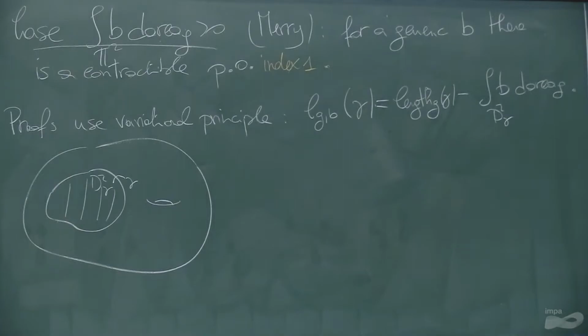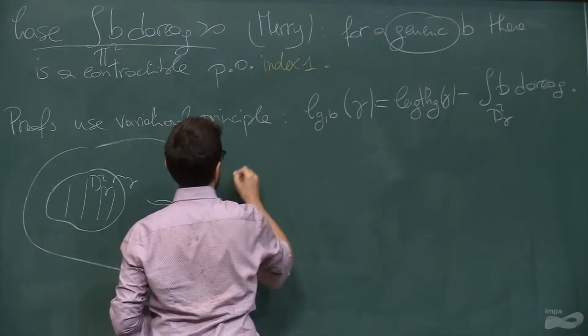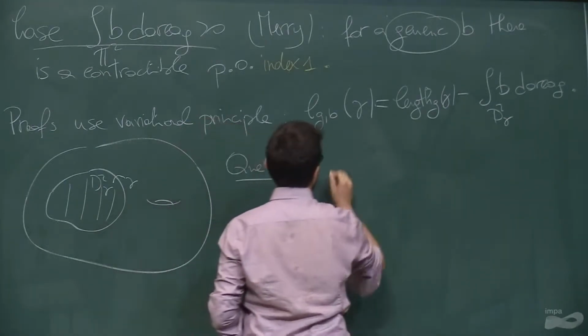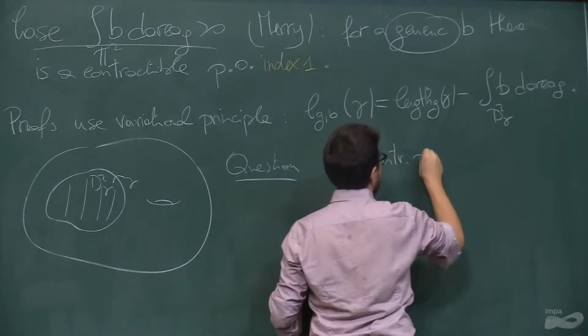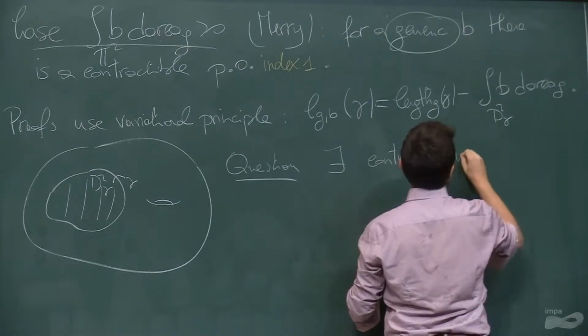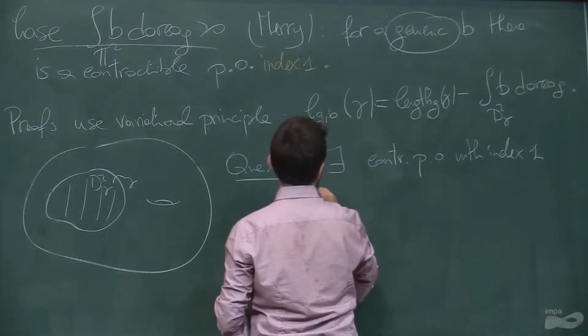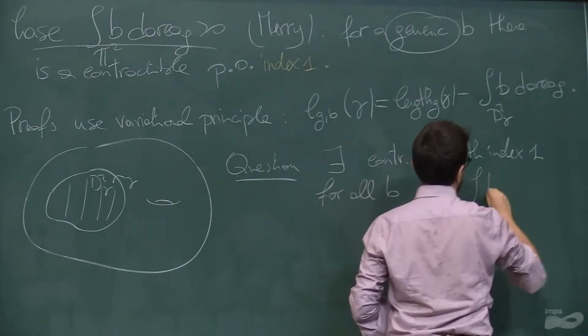Okay, so this is what was known, and now the question is if we can remove this genericity assumption. So the question is, does there exist a contractible periodic orbit with index 1 for all B with positive integral?